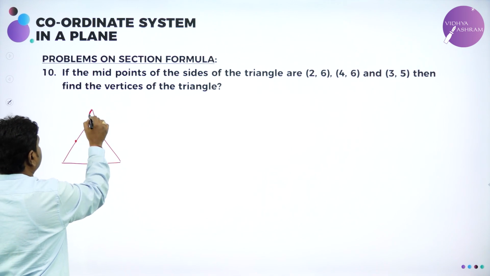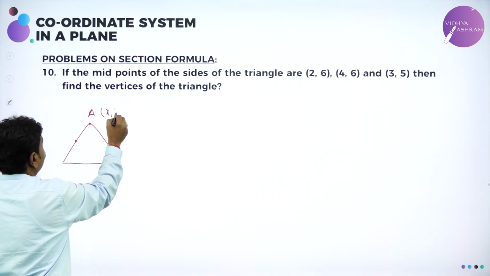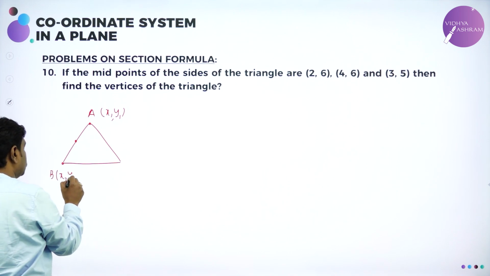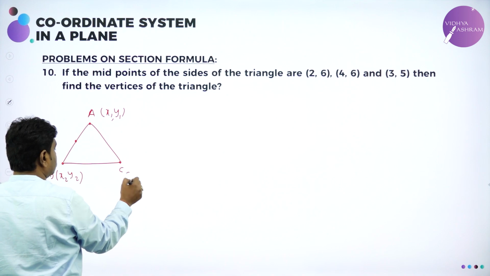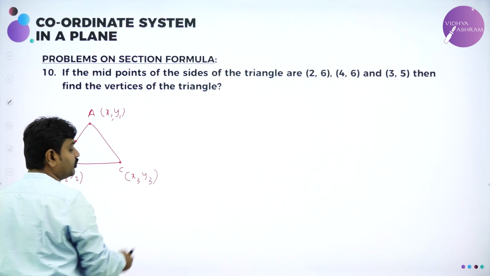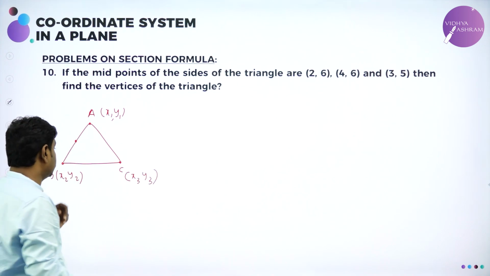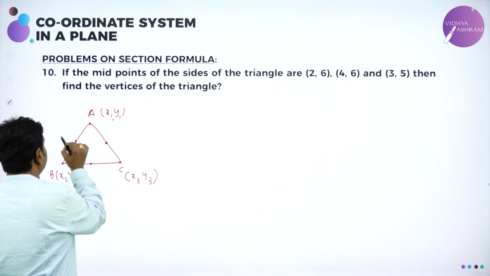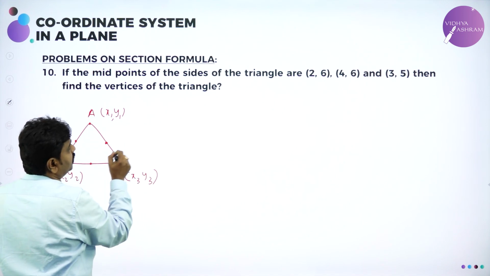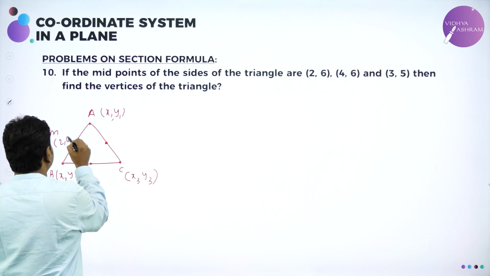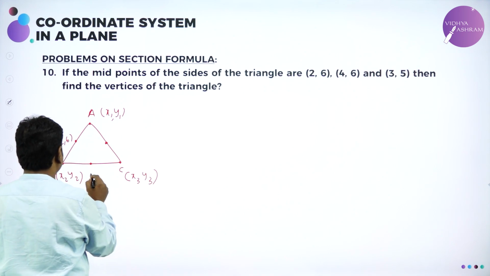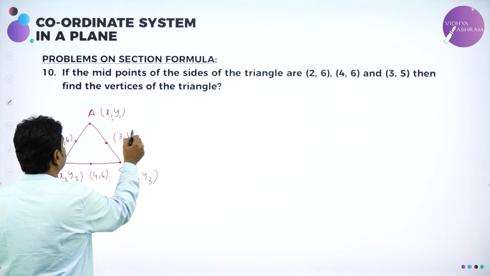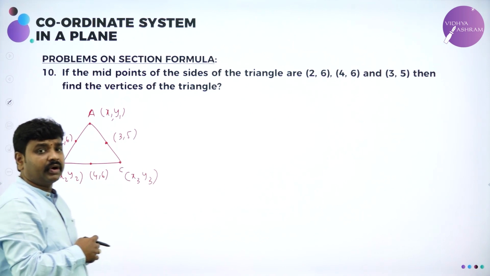I don't know the first vertex, I call it x1, y1. Second vertex we name it as x2, y2. Third vertex we name it as x3, y3. These are the things, all three are unknown, we should find. One of the important questions. And midpoints are given. First midpoint is 2, 6. Second midpoint 4, 6. Third midpoint 3, 5. This is given.